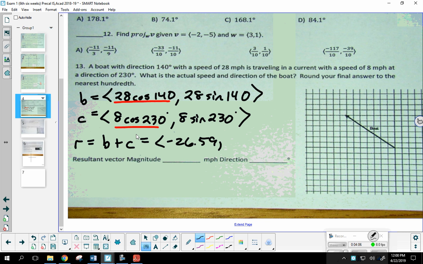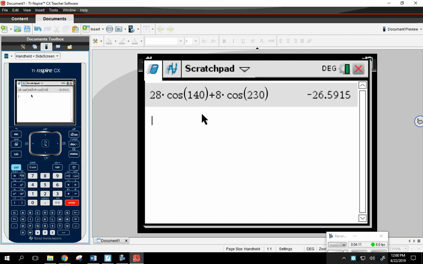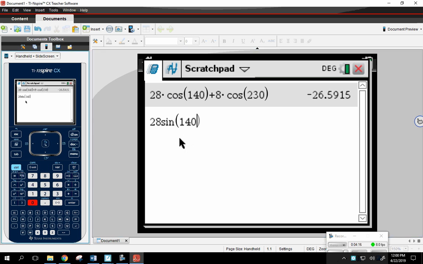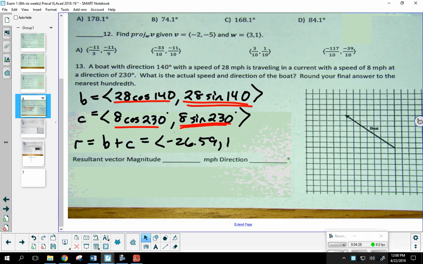We'll go ahead and add the other components: 28 sine of 140 plus 8 sine of 230. So 28 sine of 140, plus, what was it, 8 sine of 230. Okay. So 11.87. And that would match with what we know, because the boat's going in the direction of 140 degrees, which is in the second quadrant. So it makes sense that my resultant would be in the second quadrant as well.